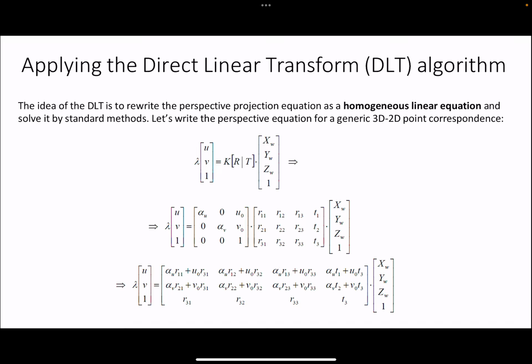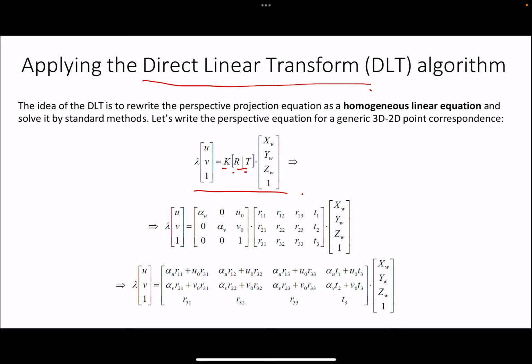And as I said, we simply apply this perspective projection. This algorithm is called the direct linear transform algorithm, in short, DLT algorithm. The idea of DLT is to rewrite the perspective projection equation as a homogeneous linear equation and solve it by a standard method. This is what we saw in the previous slide, right? This is just the perspective projection relationship between the world coordinate system and the image coordinate system.